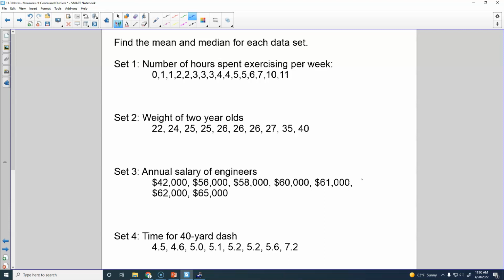Do them all individually and then check with each other, because that way you won't make a mistake. If you make a mistake, you'll probably catch it. Yeah, I got 26. You got 26.